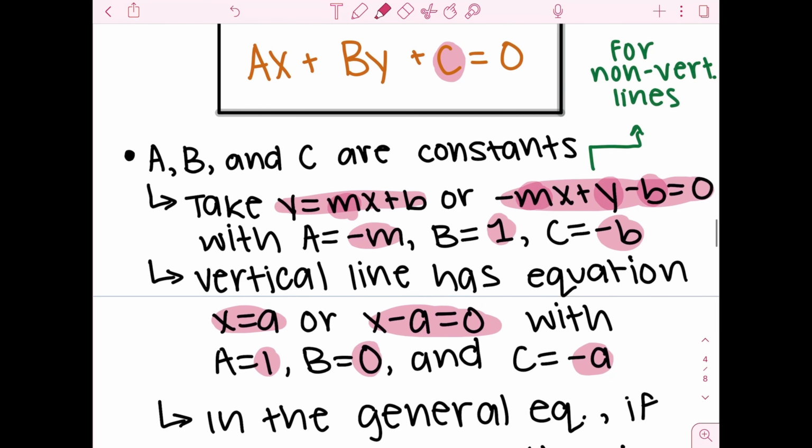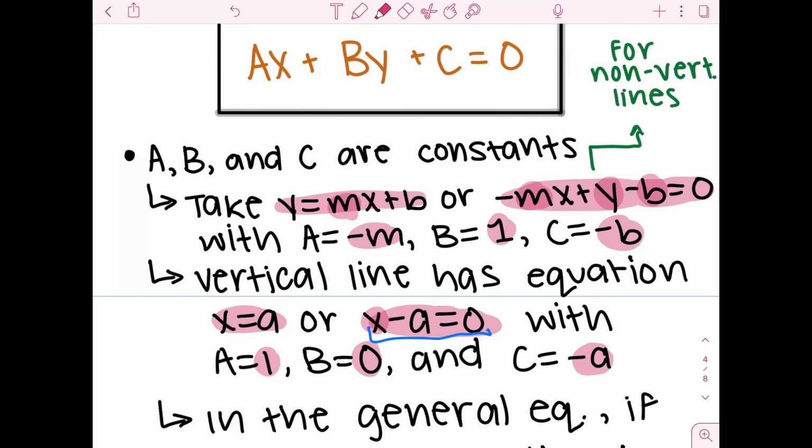So back up to our general equation, we see that a is the coefficient for x, and if we look back down here, we see that we have nothing in front of x, but x is still there. So our coefficient is going to be 1. Then we see b is equal to 0. We don't have a y term in the x minus a equation at all, which means that b up here would only have to equal 0 in order for there to be no y term.